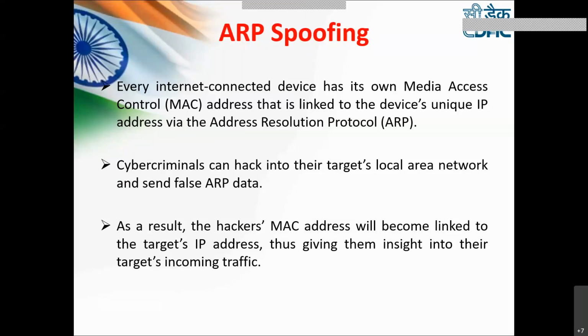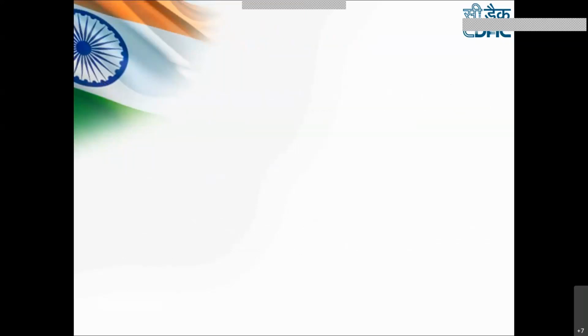As a result, the hacker's MAC address will become linked to the target IP address. So he will basically depict that he is the main user system, the victim system, and he will get all of the data of that victim, thus giving them insight into their target's incoming traffic.